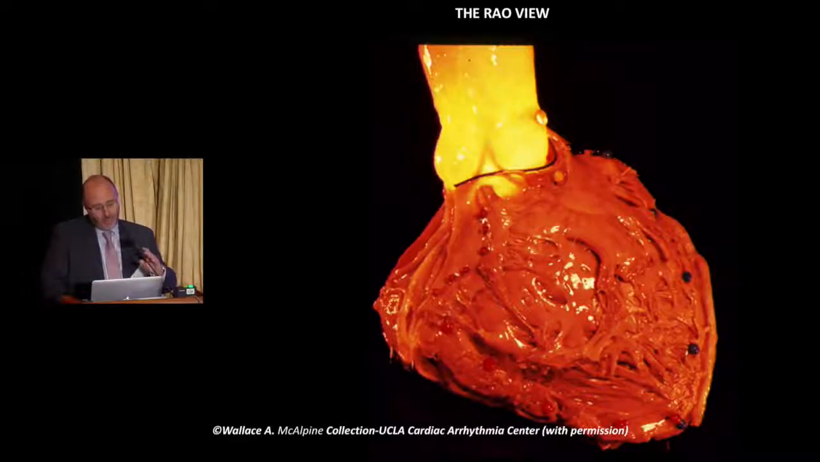So I just put this in because I think it's a beautiful picture to understand what we're doing. This is the membranous septum and the muscular septum. This is the area we're talking about for these arrhythmias. The problem is it has a lot of neighbors.